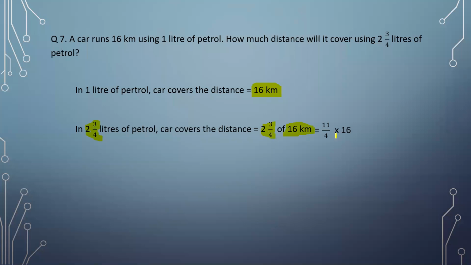2 3 by 4 is converted into an improper fraction as 11 by 4, and then the word "of" is replaced by the multiplication sign, and the 16 kilometer will remain as it is. So therefore the total distance covered will be 11 upon 4 into 16.